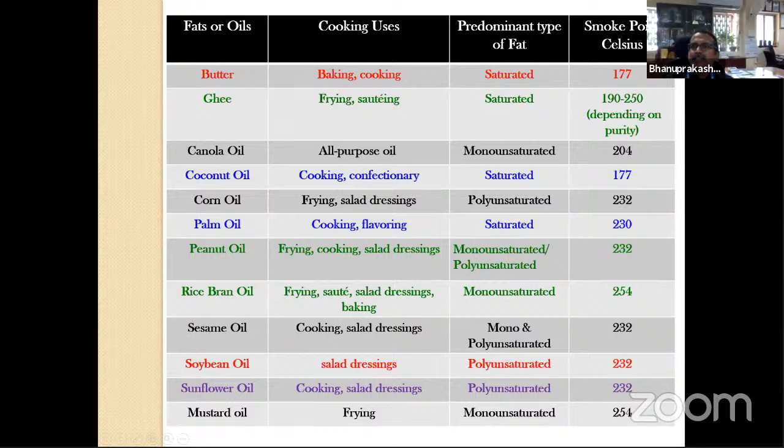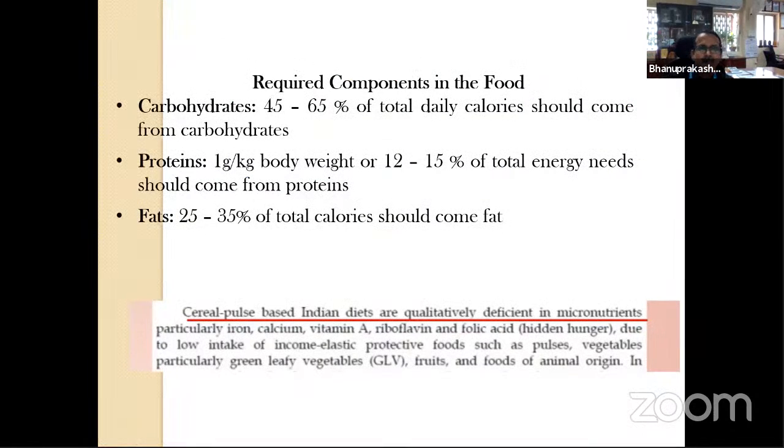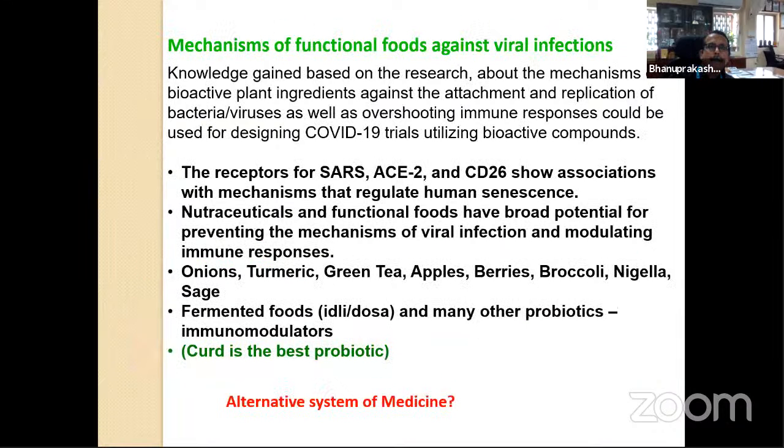And there is a science here. It depends on the smoke point. I want you to educate your kids: why are we using these things? Because the smoke point is high, you can use it for frying. But if it is not, you cannot use it. That is the science. Well, I will skip some of these slides.